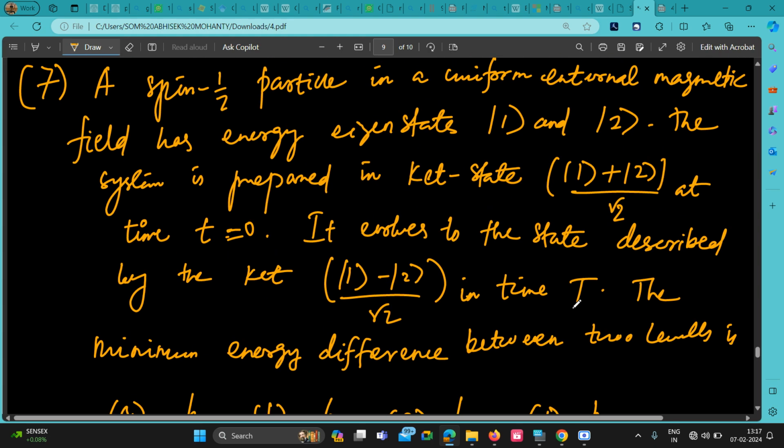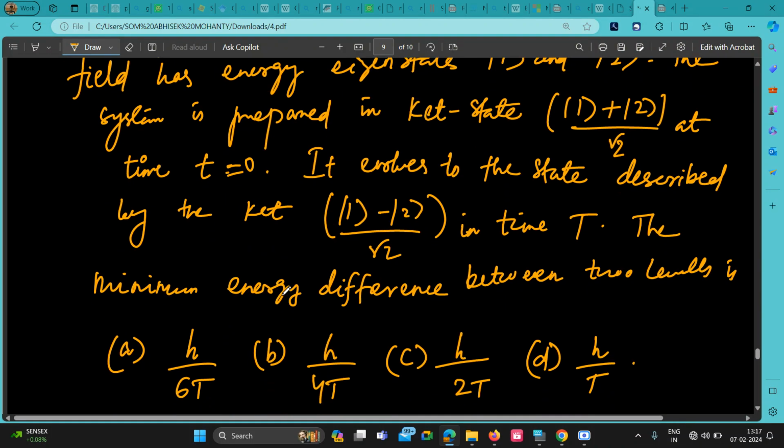Read the question two times. A spin-half particle in a uniform external magnetic field has energy eigenstates |1⟩ and |2⟩. The system is prepared in the ket state at t equal to 0. It evolves to the state described by the ket in time t. The minimum energy difference between the two levels is.